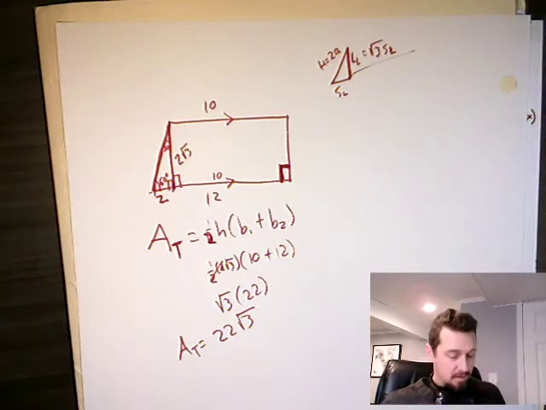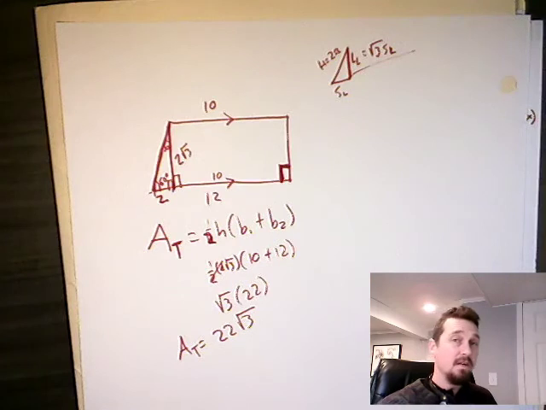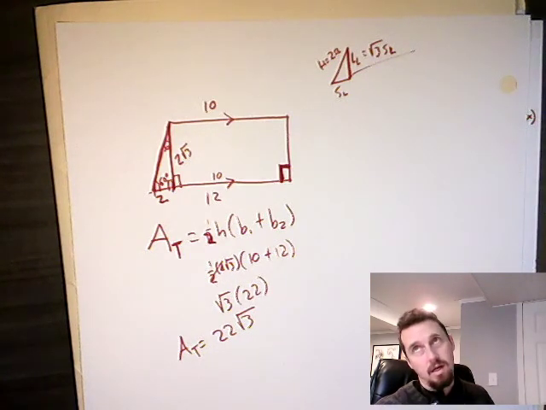Okay, on the next slide there's some trapezoids for you to figure out the area of. Good luck with those, and then we will look at kites.